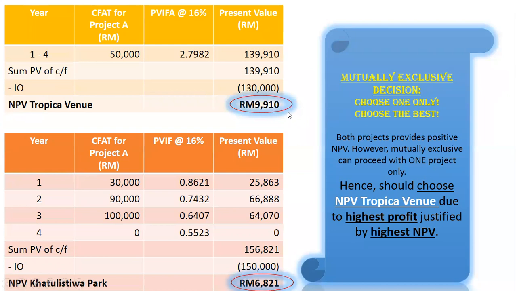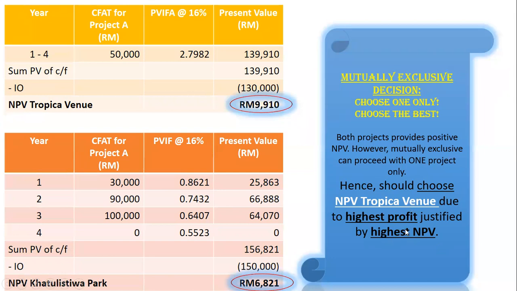For NPV, we want the highest. As for payback period, we want the shortest. So for NPV, both projects provide positive NPV. However, mutually exclusive projects can proceed with one project only. Hence, your recommendation should be to choose Tropical Venue due to highest profit, justified by highest NPV.